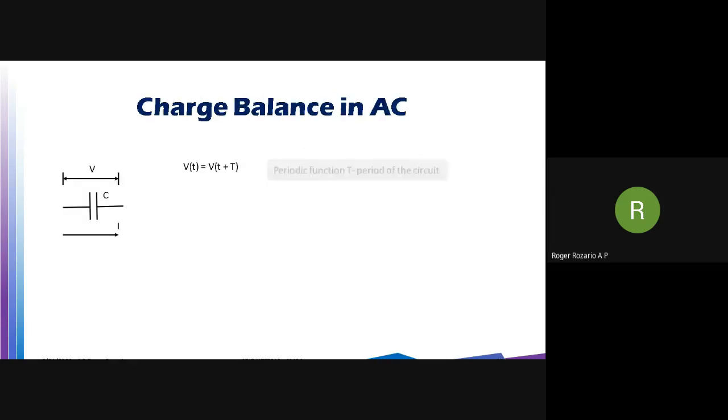And coming to this charge balance, you would have already studied it in power electronics. When you consider a periodic circuit and you use a capacitor in it, what will happen? The voltage equation of the capacitor, v of t, will become v of t plus T. This is the equation for a periodic function: v of t equal to v of t plus T, where T is the time period of the circuit.